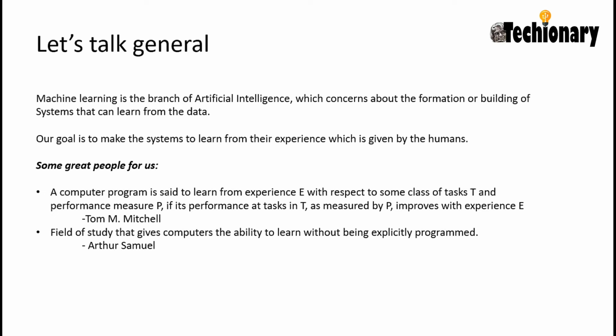Okay, some great people are there for us. You know, every time we refer to something, we have to look back into history. Of course, we don't remember everything, but something is to be remembered. Let us take a couple of definitions from some of our reputed scientists. Machine learning is just this. A computer program is said to learn from experience E with respect to some class of task T and performance measure P, if its performance at task T, as measured by P, improves with experience E. I know it is a bit confusing. Let me tell you this definition in detail.